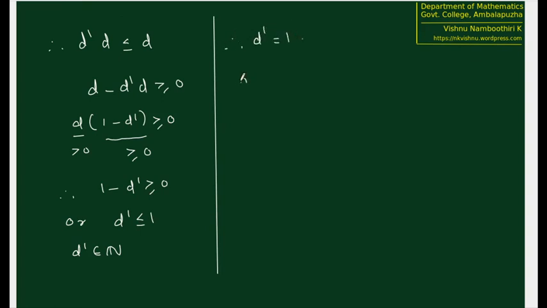But what is d dash? d dash is the GCD of a by d and b by d, and we get this to be equal to 1. This is what we claimed initially. So the GCD of two numbers, after taking out the GCD from the previous numbers, is going to be equal to 1. That means taking out the greatest common divisor gives us two new numbers with no common divisor other than 1.